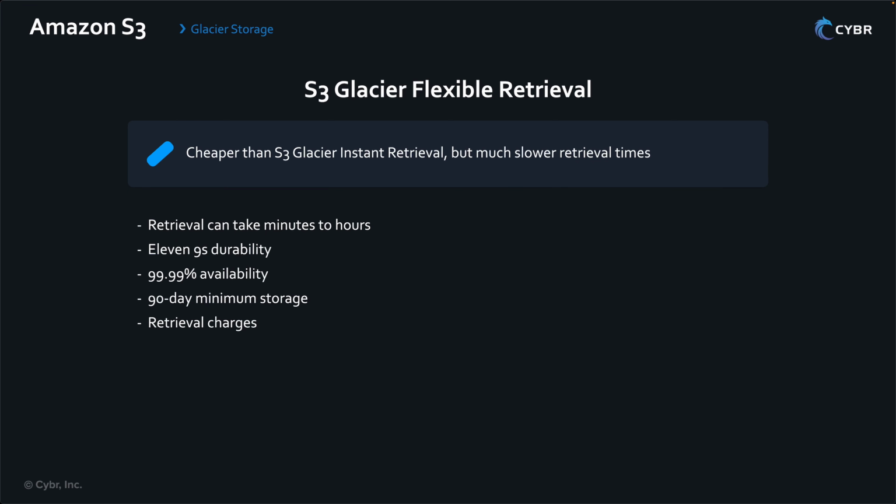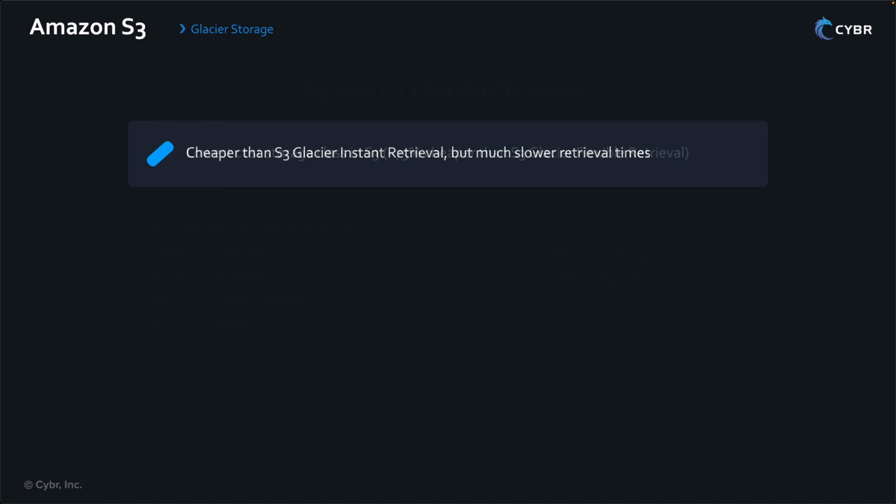It does provide 11 nines of durability, 99.99% availability, and it also has a 90-day minimum storage duration, as well as retrieval charges. So this class is going to be a good fit for long-term backups, as well as disaster recovery. And a common pattern here being that maybe you can store your primary backups in a faster storage class, and then use Flexible Retrieval as that long-term, lower-cost tier for your secondary backups if the first backups fail or were compromised or whatever. Finally, we have S3 Glacier Deep Archive.